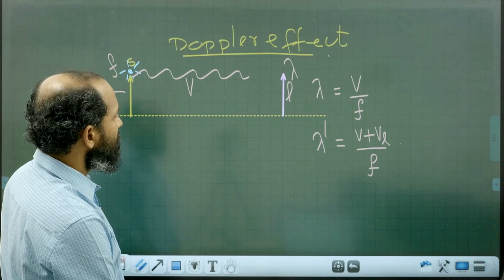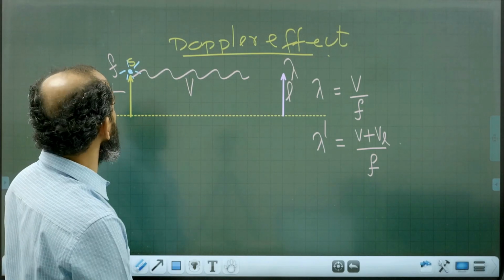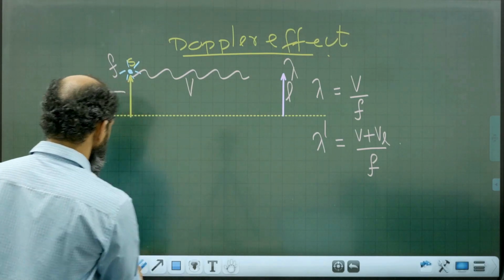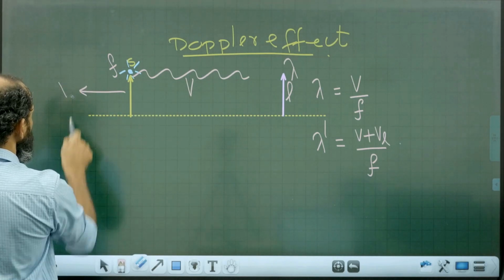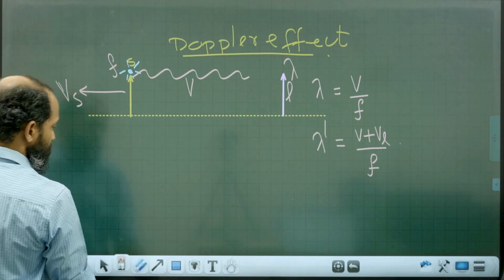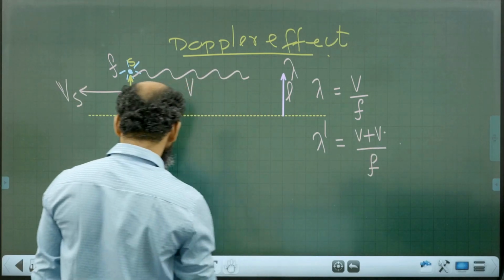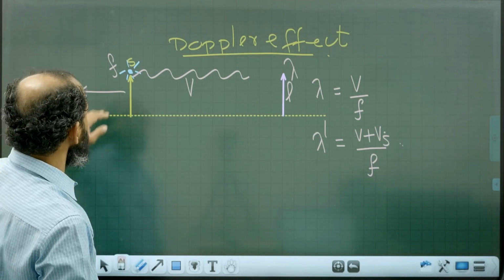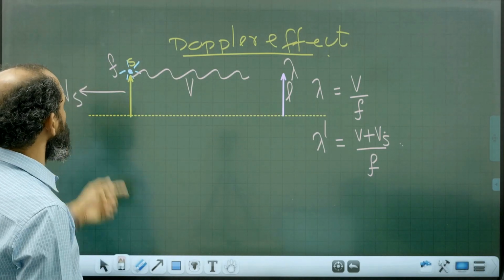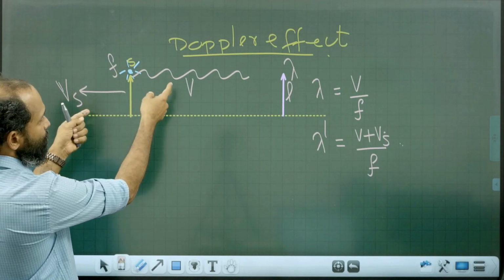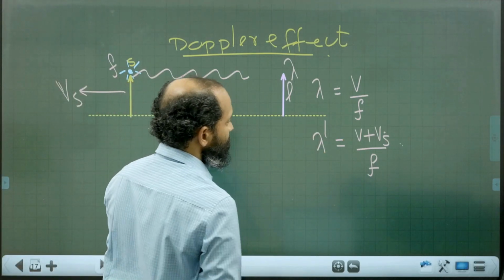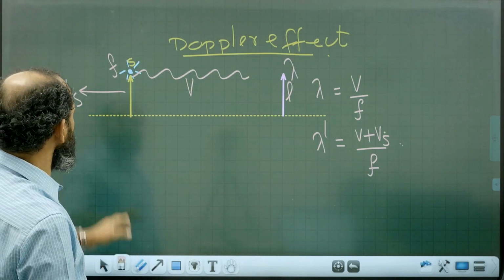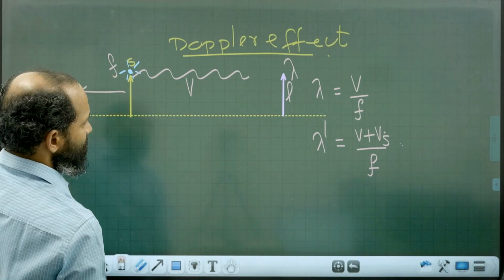Because you have to see the relative velocity of the sound. It should be Vs, right? It's not VL, the listener is at rest, only the source is moving. Now, the relative velocity of sound with respect to the source is V plus Vs. So lambda dash is equal to V plus Vs divided by f, when the source is moving away.